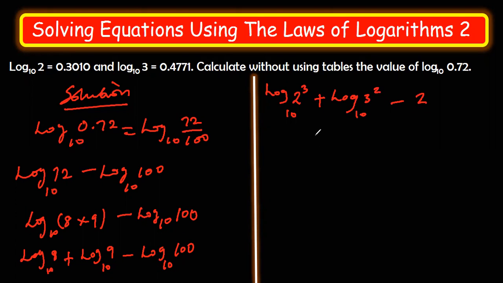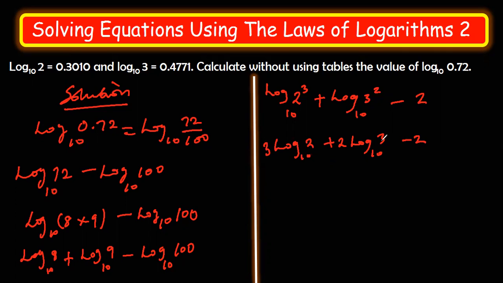So now we are going to have 3 log 2 in base 10 plus 2, the power law, I've explained this, log 3 in base 10 minus 2. Now we have changed all our values into log 2 and log 3. So we can now substitute these values into it.